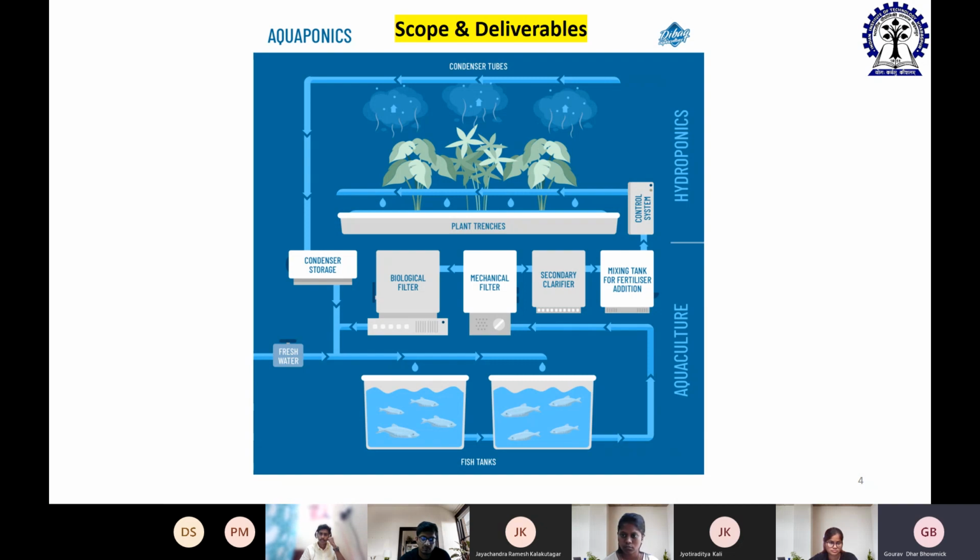Okay, so it's not in liters. I'm telling you, it's in kiloliters, if we talk about the bigger or larger aquaponic systems, where you have a very huge fish tank and very huge plantation systems. So this loss of fresh water can be minimized.